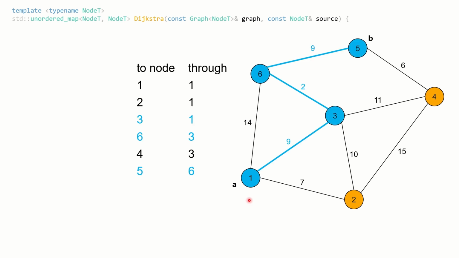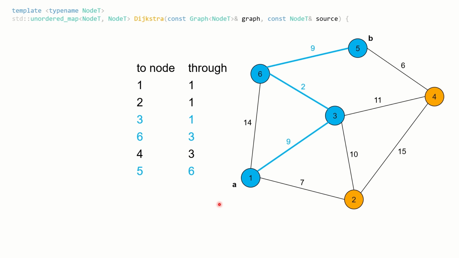For instance, we see in blue the shortest path from the source node 1 to node 5. We get to node 5 through node 6, we get to node 6 through node 3, and finally we get to node 3 through node 1. Using this map, we can trace back the shortest path from the source node to any node in the graph.